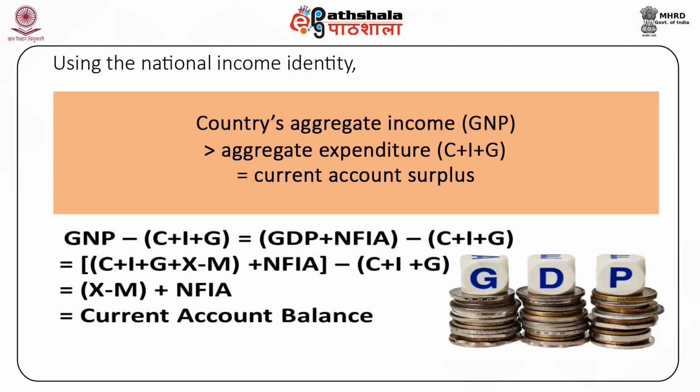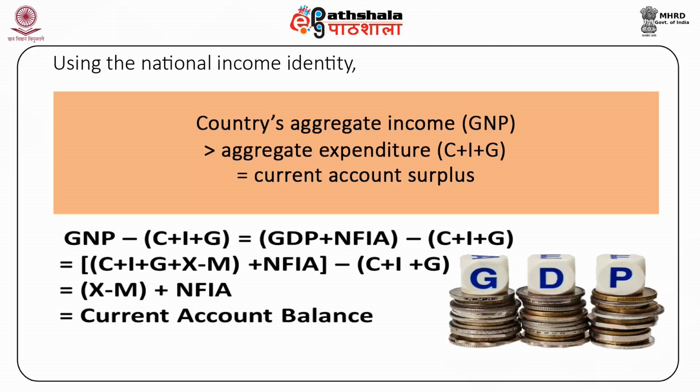GNP minus aggregate expenditure, which is C plus I plus G, equals GDP plus NFIA minus the aggregate expenditure, C plus I plus G, plus X minus M plus NFIA minus the aggregate expenditure, equals exports minus imports plus NFIA, which equals current account balance.